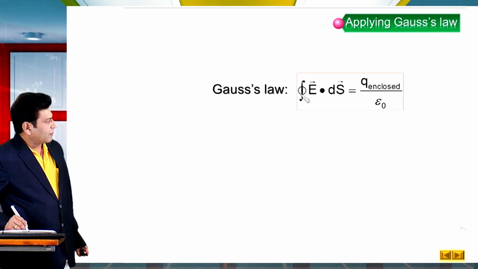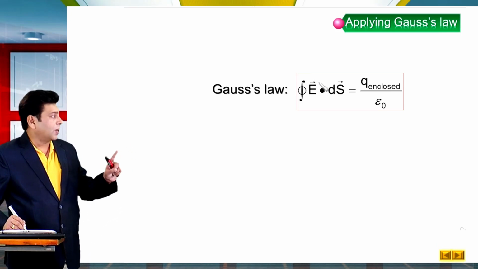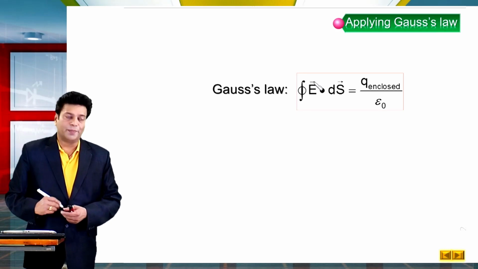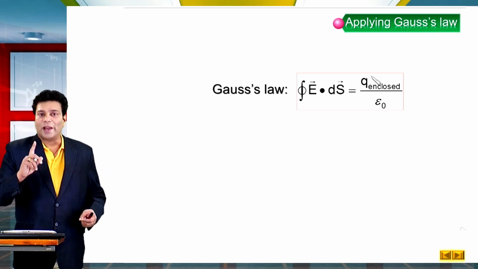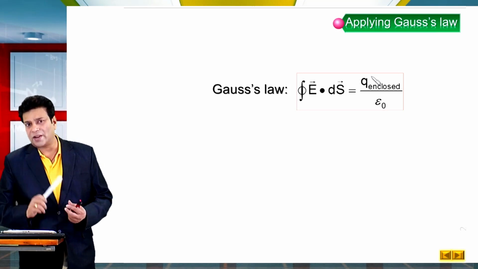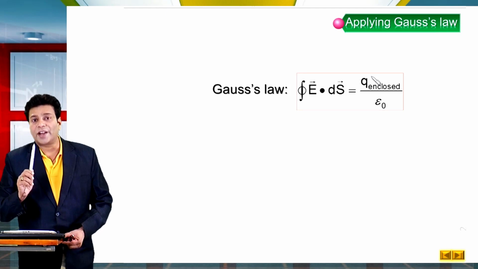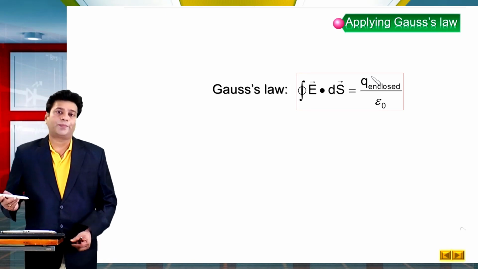You know, this symbol is the closed surface integral. This E is the electric field, that is the net electric field due to all the charge present in the medium, and Q enclosed is the charge enclosed by the closed surface. To use Gauss law, we need to choose a Gaussian surface over which the surface integral can be simplified and electric field can be calculated.